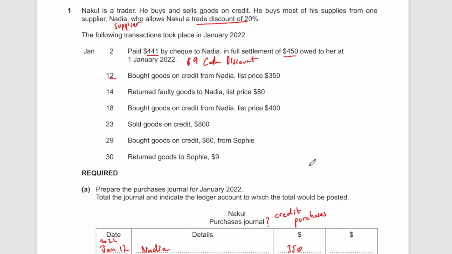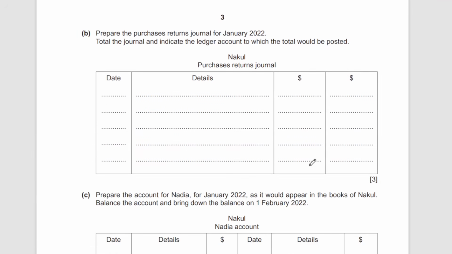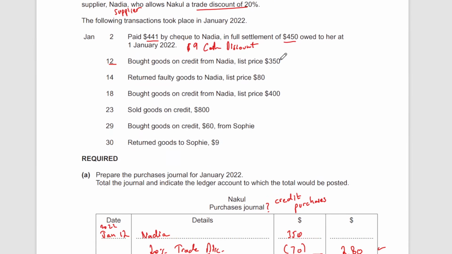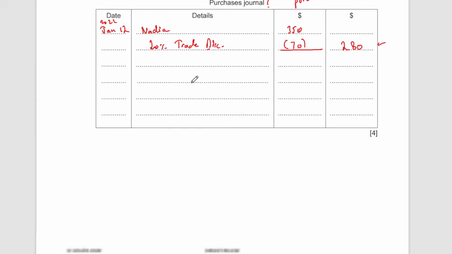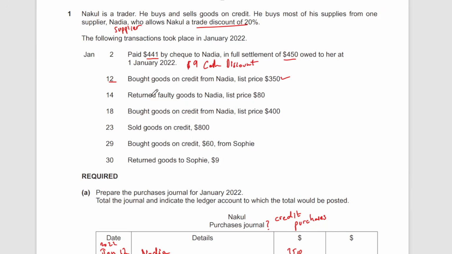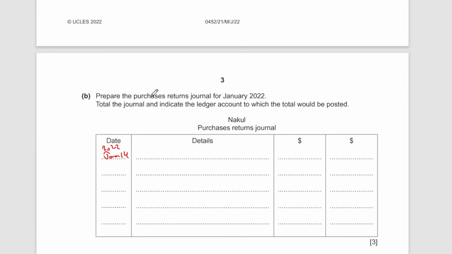Returned faulty goods to Nadia. Now that's going to go into purchase returns as we guessed. Why not make this simultaneously, right? So we just dealt with this one. Returned faulty goods to Nadia, list price 80. So we go down. 2022, January 14th. On 12th, we bought some goods. On 14th, we're returning to Nadia.